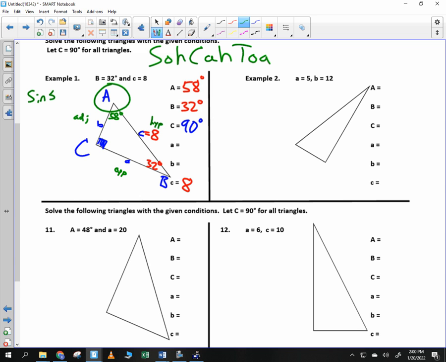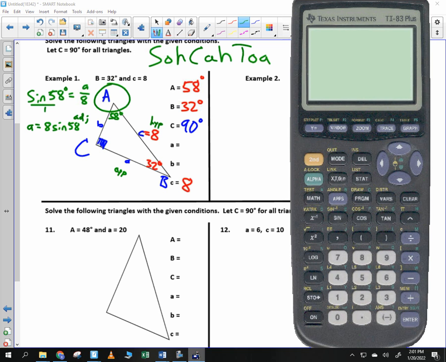Sine of 58 degrees is the opposite, which is A, divided by 8. Cross multiply, and we get A is equal to 8 times the sine of 58. Take out my calculator. 8 sine of 58, and I get 6.78.